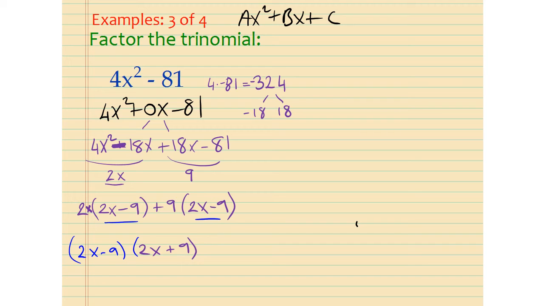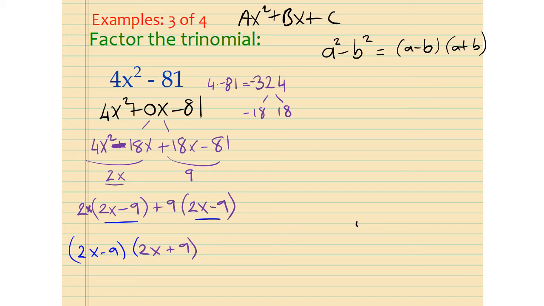Now, there is a specific rule for these types of questions as well. The rule says that if you have a difference of two squares, like a squared minus b squared, then you can write it as a minus b times a plus b.